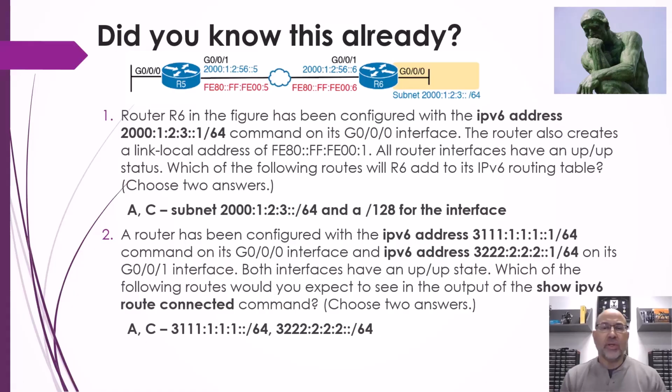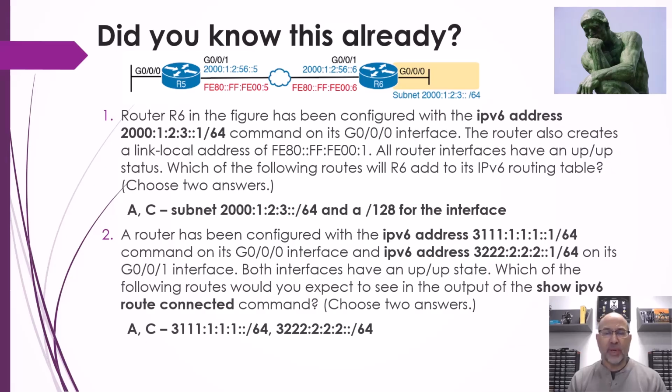All right, do you know this already? Questions? Router 6 in the figure has been configured with the IPv6 address you see there. The router also creates a link local address. All router interfaces are up. Which of the two following routes will router 6 add to its routing table? Well, we know now that link locals are not in the routing table, so it'll add a globally unique address for itself and one for the prefix.